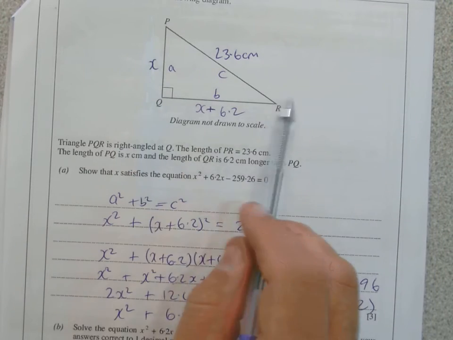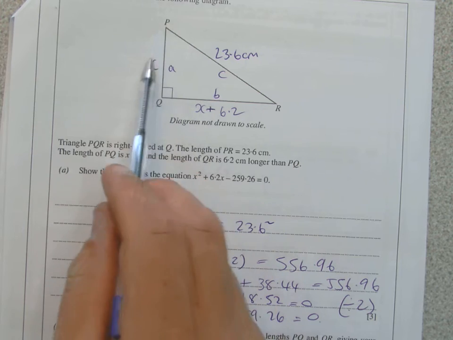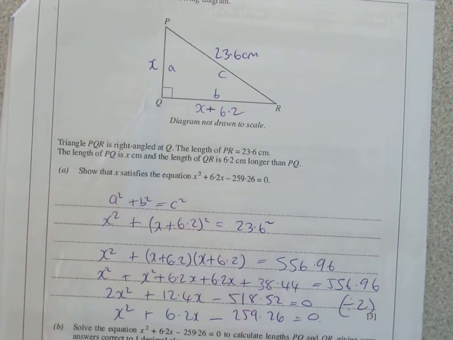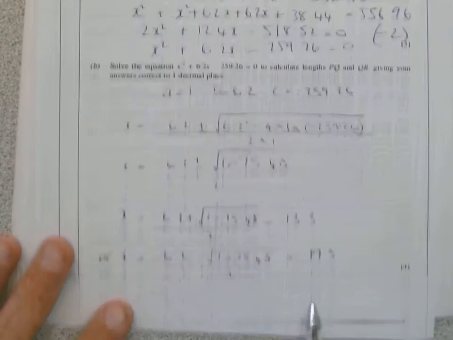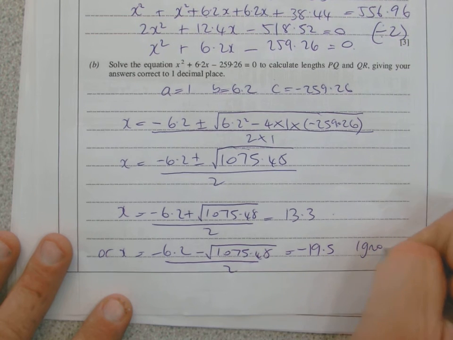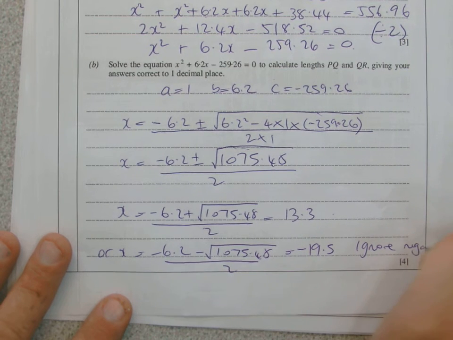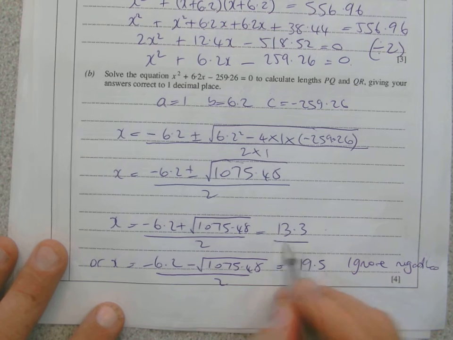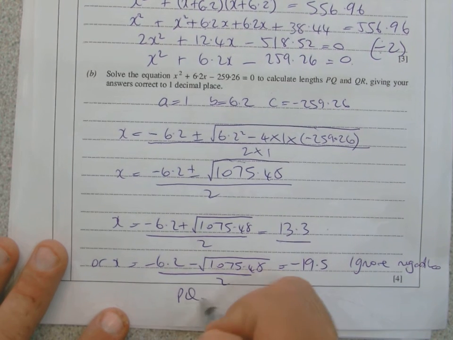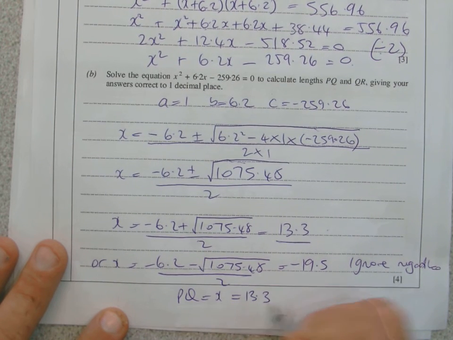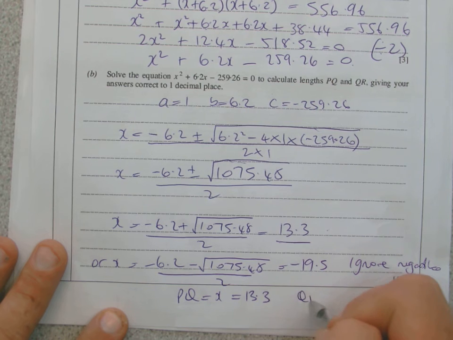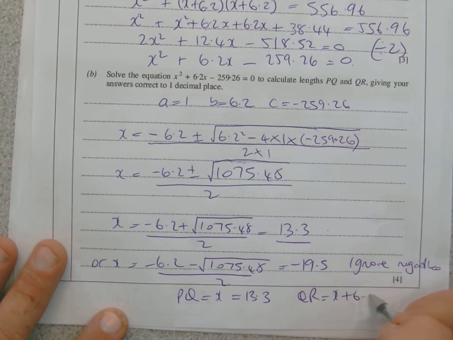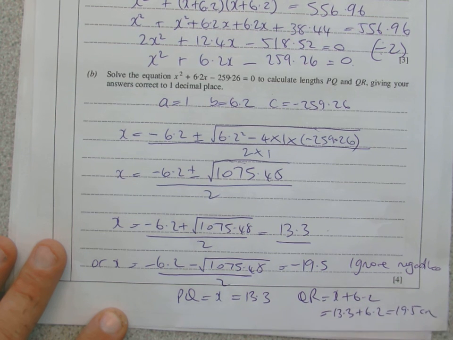Now, they want the lengths of PQ and QR, and you just got to go back to PQ and QR, so it involves X, and of course you can't have negative length, can you? So we can't use X to be negative. So we'll ignore this one, right? Ignore negative. It's impossible, isn't it? You can't have a negative length. So 13.3. So PQ, which equals X, will be 13.3. And QR, which equals X plus 6.2, will equal 13.3 plus 6.2, which is 19.5 centimeters.